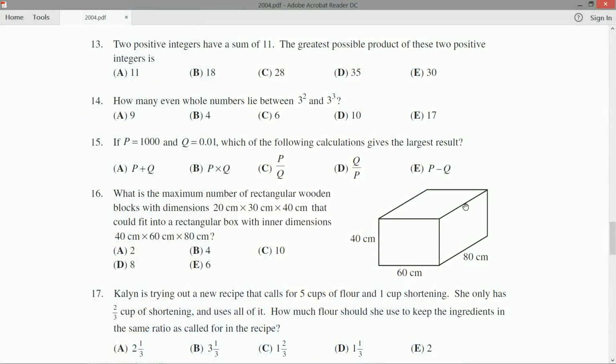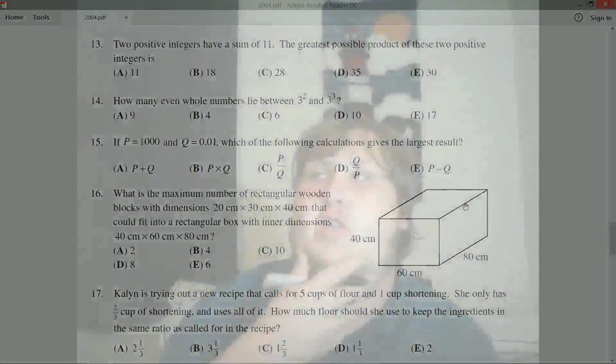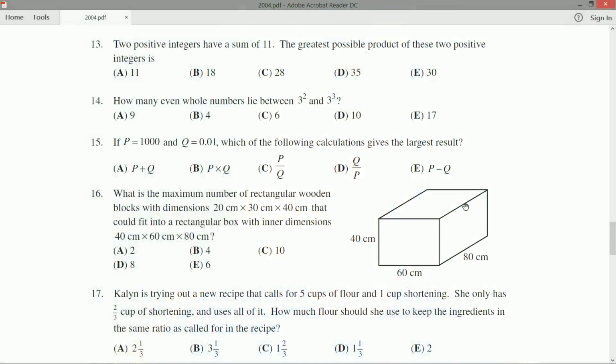So question 15 here. If P equals 1,000 and Q equals 0.01, which should be 1 over 100, since we have two zeros. So we've got 1,000 and 1 over 100. Which of the following calculations gives the largest result?